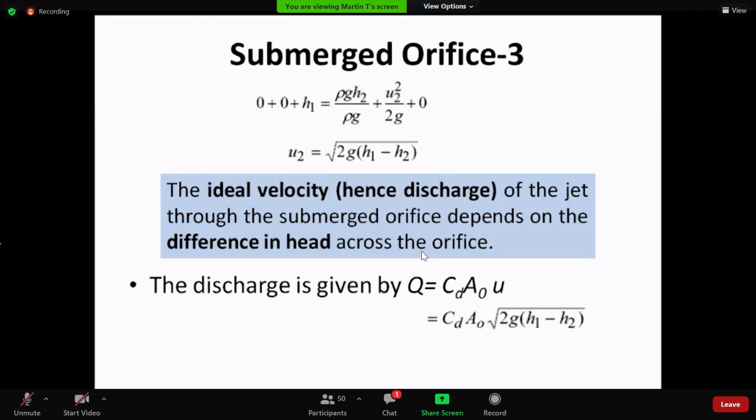So likewise, you consider the coefficient of velocity and the coefficient of contraction, then to have the discharge through the orifice, in this case, it is CD, coefficient of discharge, times area of the orifice, times the velocity, which in this case is the square root of 2G into H1 minus H2.